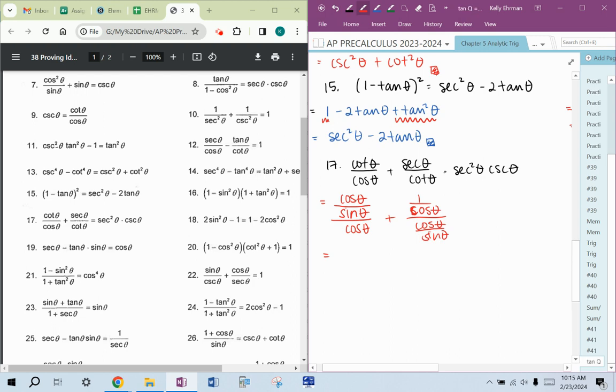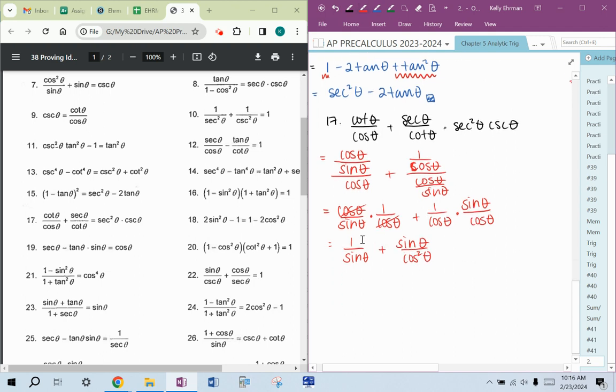All right, so cosine over sine ends up getting multiplied, instead of divided by cosine, multiplied by 1 over cosine. And let's work on this one too. We always get rid of complex fractions. You can do that by multiplying by the reciprocal, like this. So cosines cancel. I've got 1 over sine theta plus sine theta. Nothing cancels in the second one over cosine squared theta.